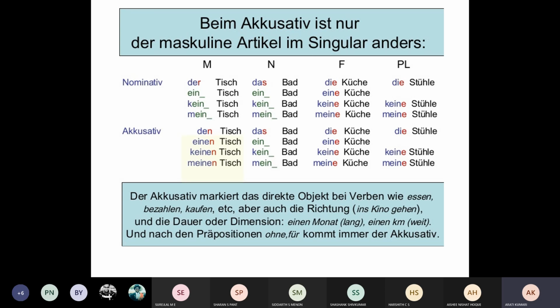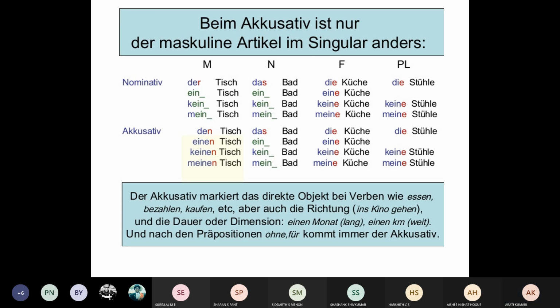We add the accusative table. As you can see, only one thing is different in accusative, and that is masculine singular. All other things like neutral, feminine, plural are the same. Both the tables are exactly the same. So let's read it one more time.